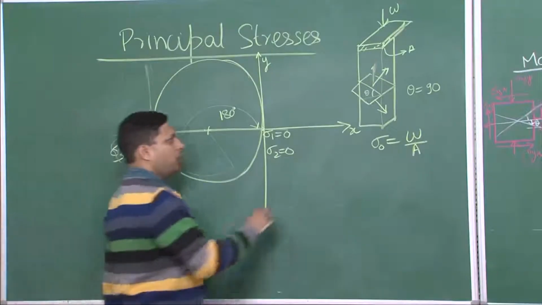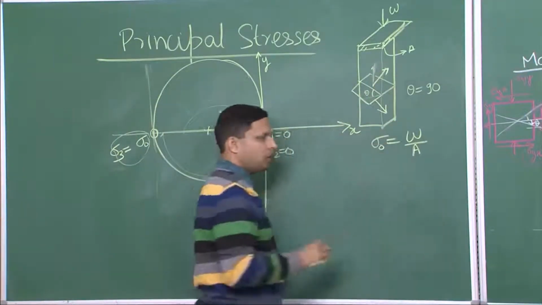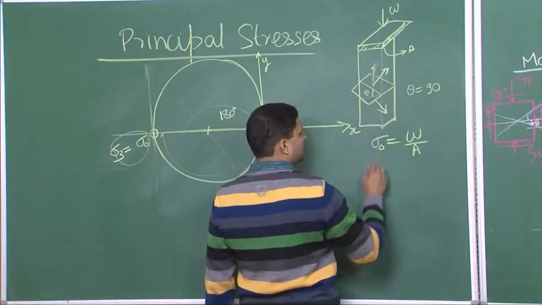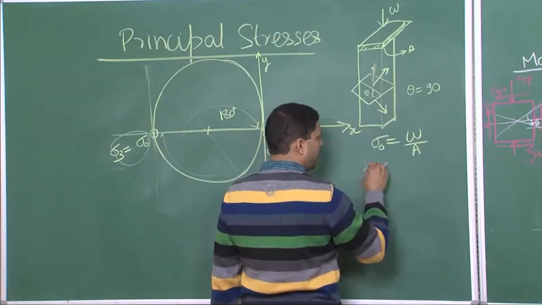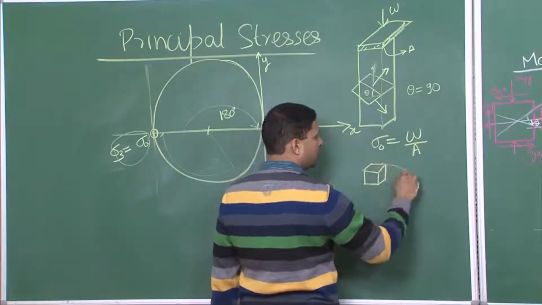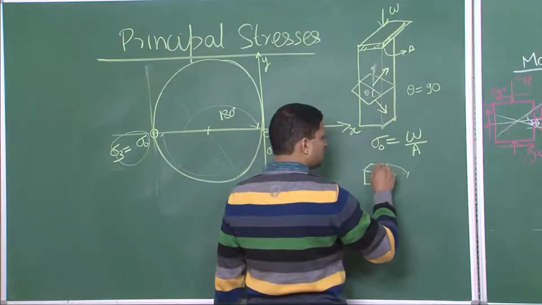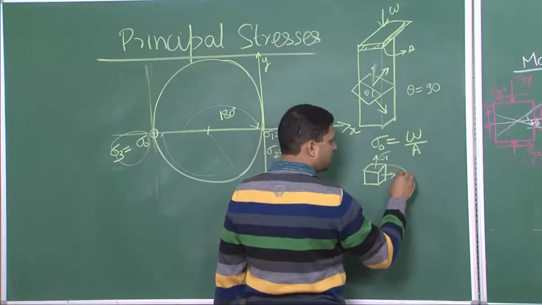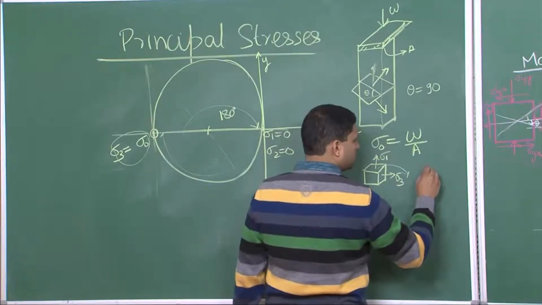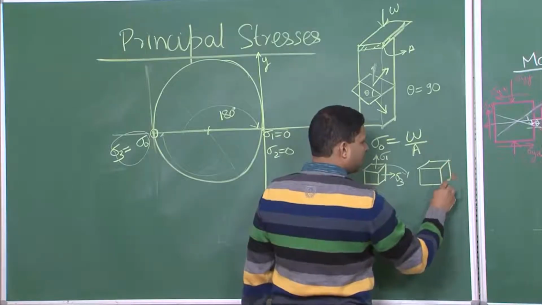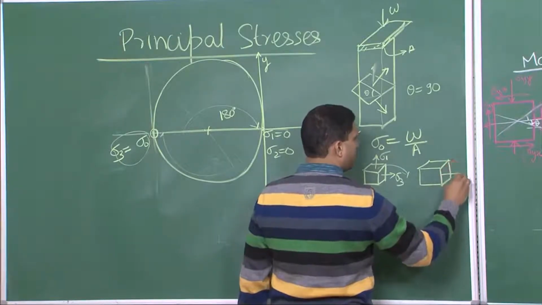If you look at it carefully, what we are saying is that our original element, which existed like this, has been rotated by 90 degrees. So, what was sigma 1, this was sigma 3. Now, where sigma 1 should have existed, now there exists sigma 1.